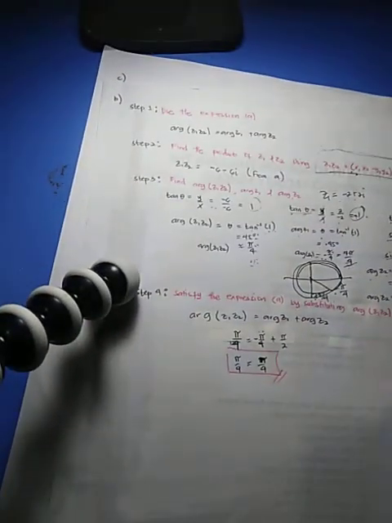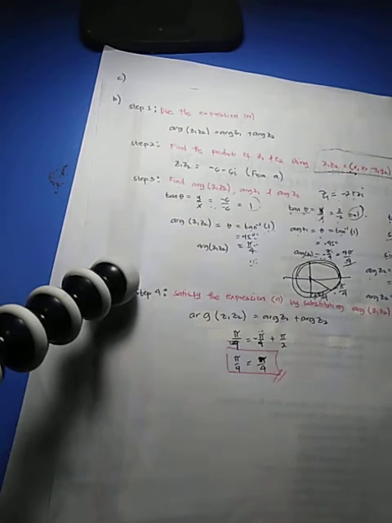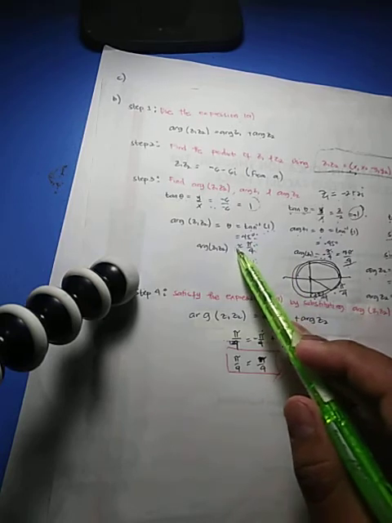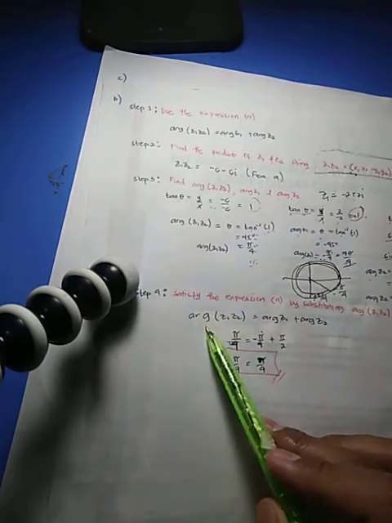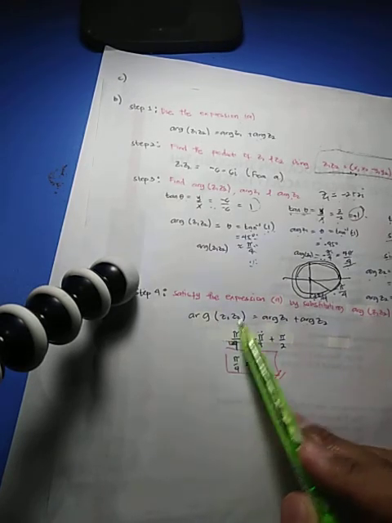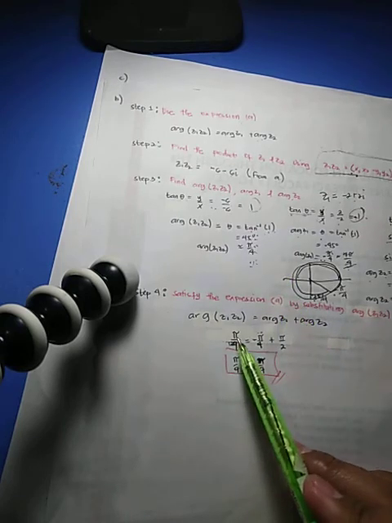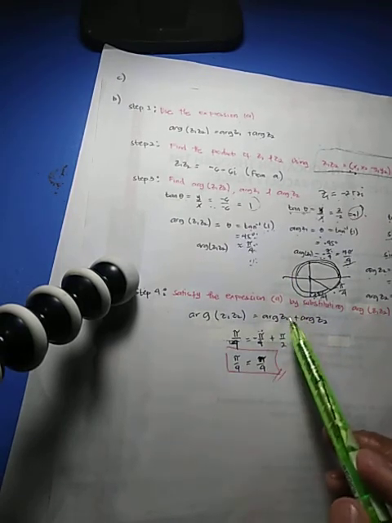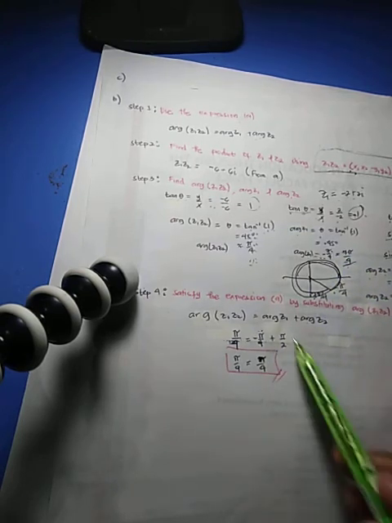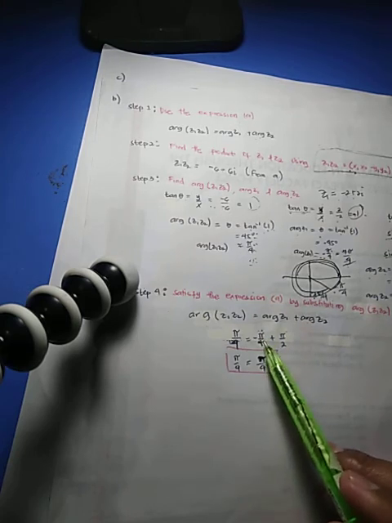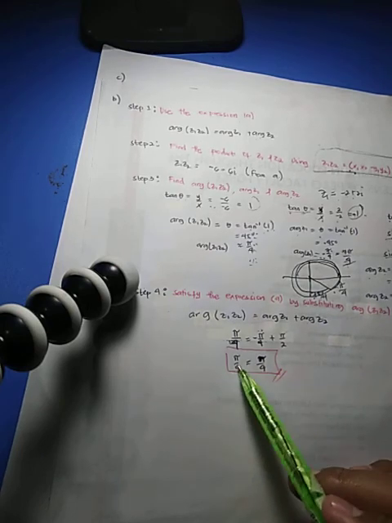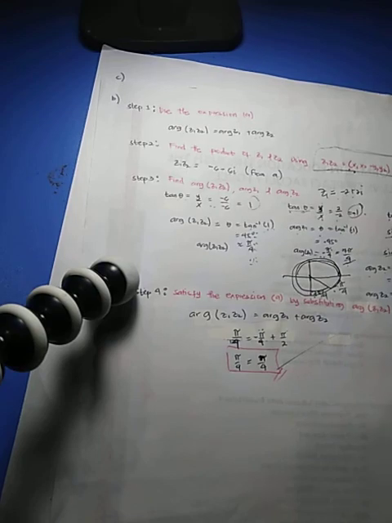Now, to satisfy expression number 9, all we have to do is substitute the values we derived in step number 3. We have the argument of Z1 times Z2 equal to the argument of Z1 plus the argument of Z2. The argument of Z1 times Z2 is equal to pi over 4. The argument of Z1 is negative pi over 4, and the argument of Z2 is pi over 2. So, negative pi over 4 plus pi over 2 would be equal to pi over 4. Therefore, pi over 4 is equal to pi over 4. So, correct. Our answer is correct.